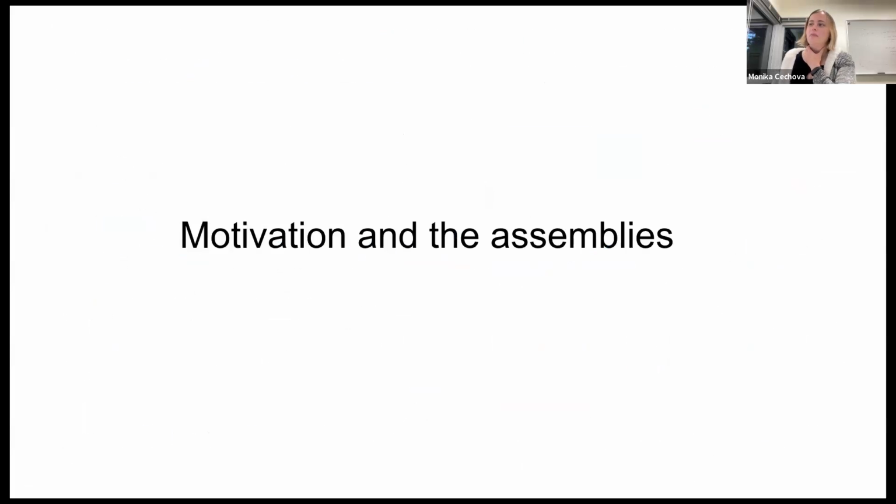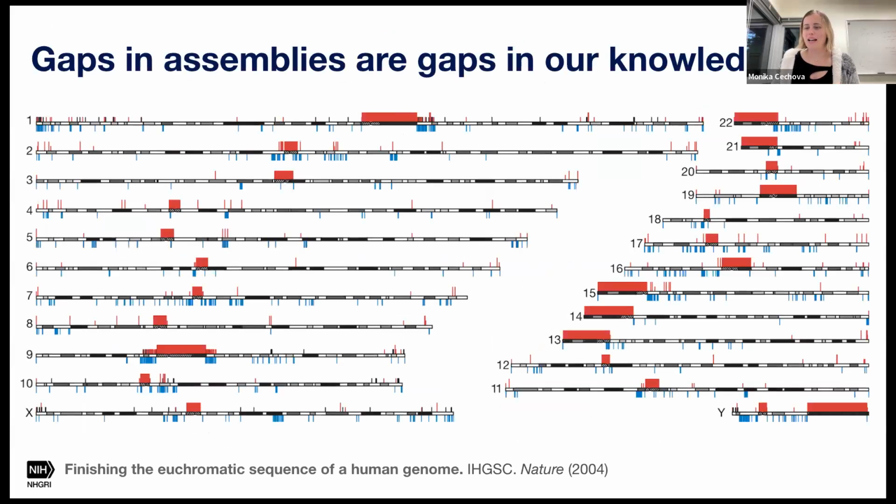So first, let's start with the motivation: why do we even want to assemble the genome? I would argue that the gaps in assemblies are actually gaps in our knowledge. This is the view of the human genome before the latest T2T release of CHM13. You can see that all of these red stretches are basically gaps. For example, for the Y chromosome, you can see that half of the Y chromosome is completely missing. And so that's not true anymore.